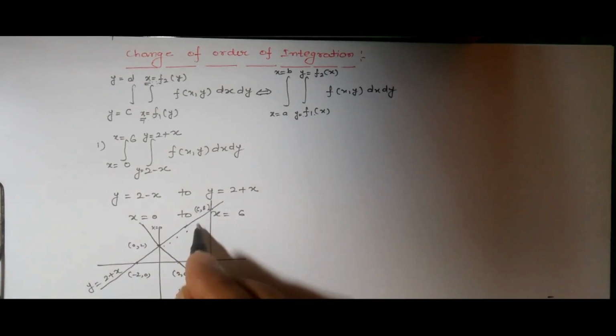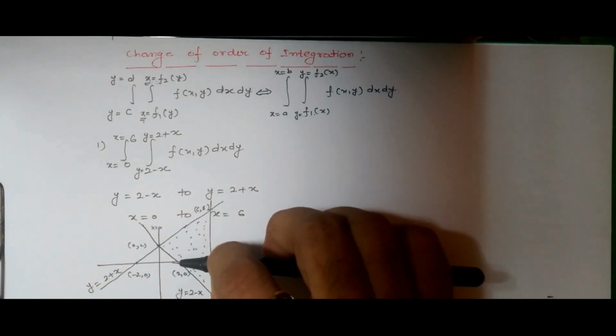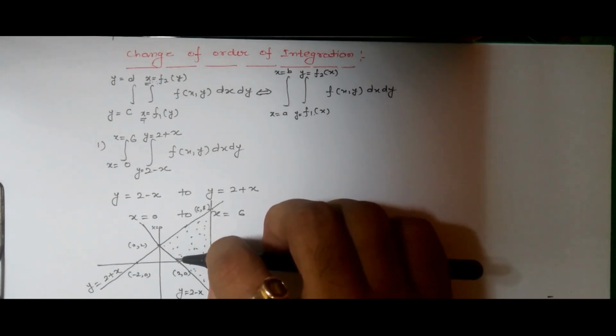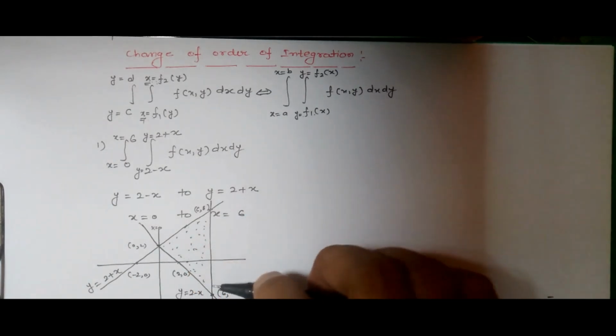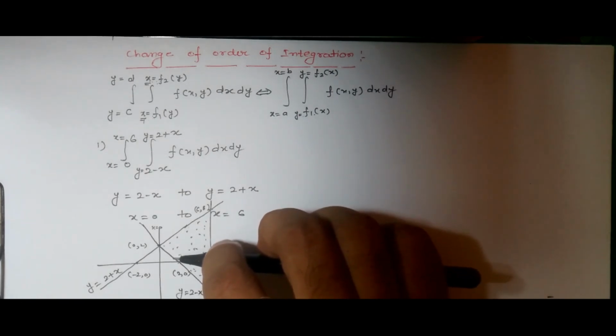So by that way, this is my region of integration on which this integral is given. Now to change the order, I have been given a vertical strip, I will take the horizontal strip. Now look at the part of my pen. This is my horizontal strip. It starts from this curve and ends at this curve.